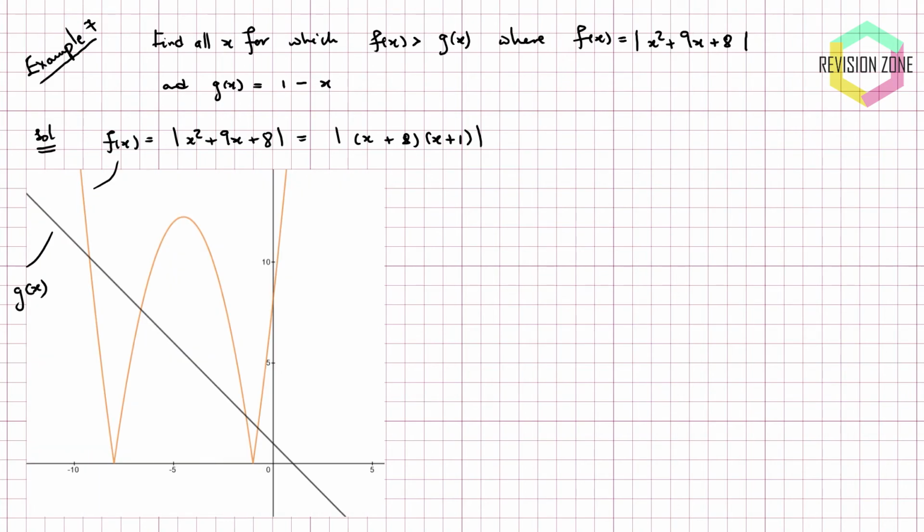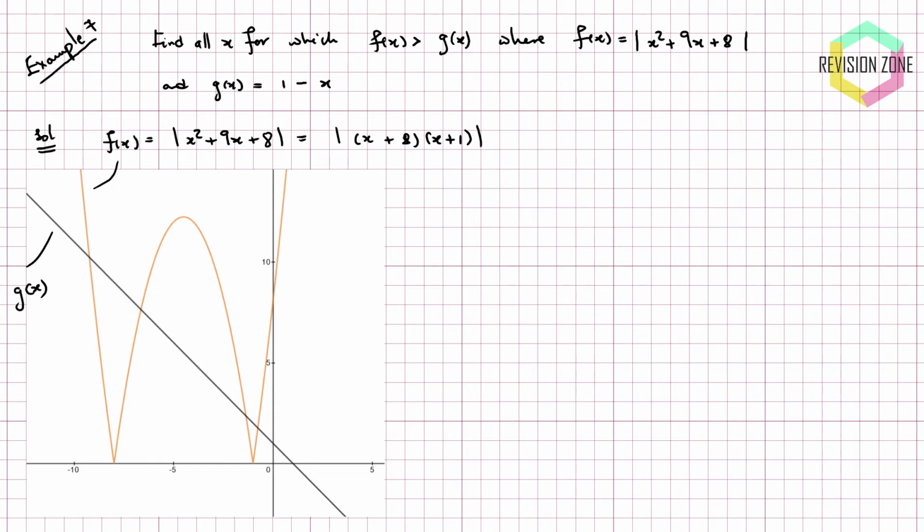So let's see what this looks like. Here we have it. That point there is -8 and this point here is -1. And we see that this orange graph is already the graph of f of x, because this would have been the bottom part of our parabola, but now it's been put up into the top half of our plane. So that's our f of x, and then g of x is our straight line.